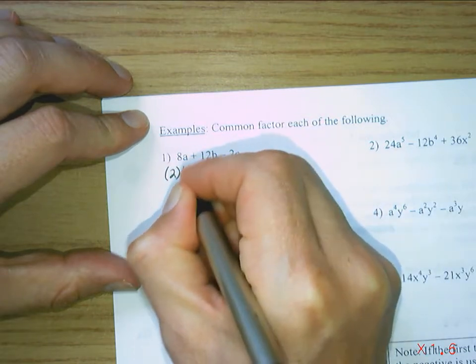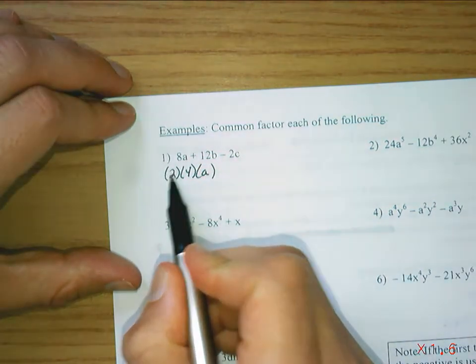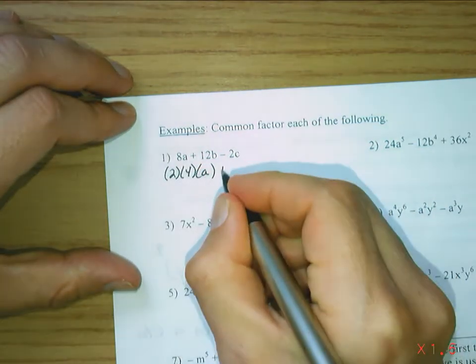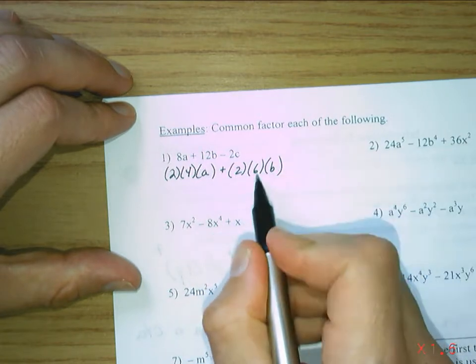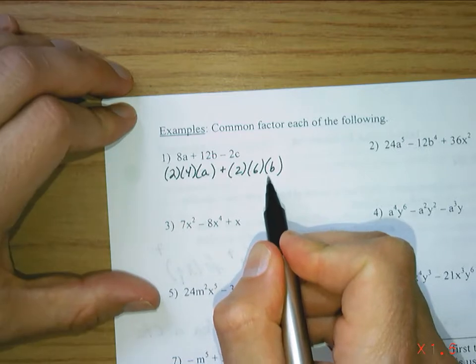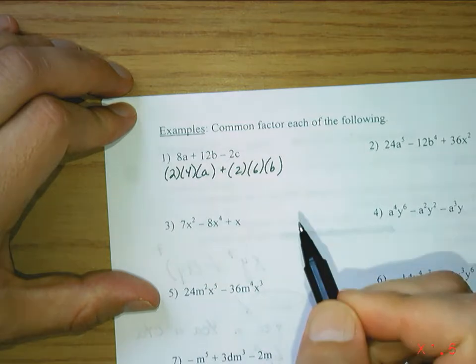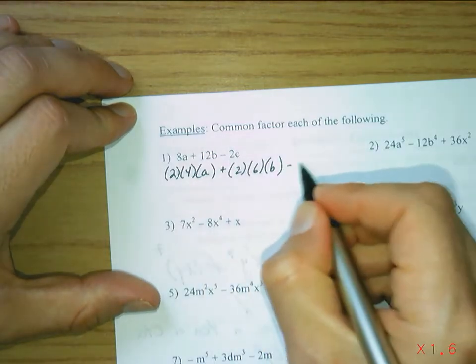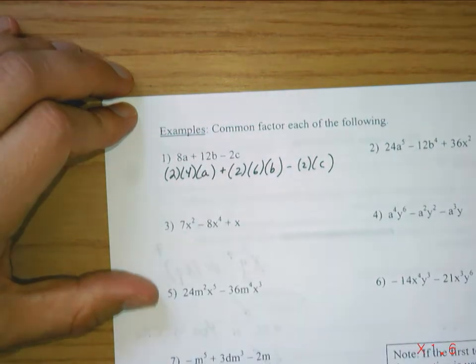This would be 2 times 4 times a. Now, I know I'm being weird. 2 times 4 is 8, and there's the a. There's a 2 times a 6 times a b here. Now, notice my 6 and b's look alike. They're not the same. 6 is like that. B is more straight. Deal with it. And then I've got a 2 times c. That's what this says. It's just written differently.